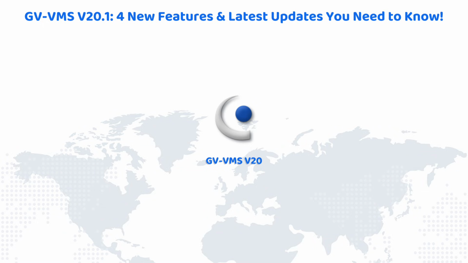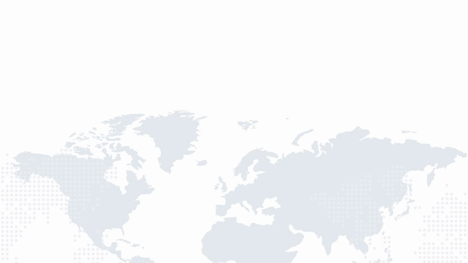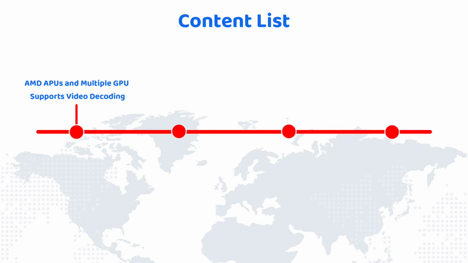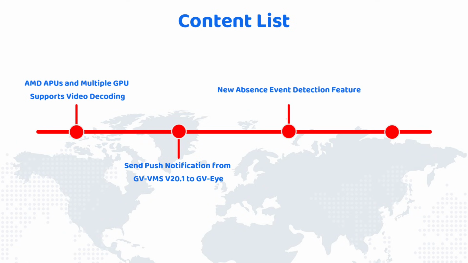Today we're going to explore 4 amazing new features and take a look at the latest updates in GV-VMS V20.1. AMD APUs and multiple GPU supports video decoding. Send push notification from GV-VMS V20.1 to GVI. New absence event detection feature. Mask compatible recognition on GV-VMS V20.1.